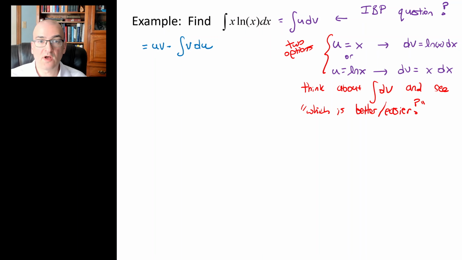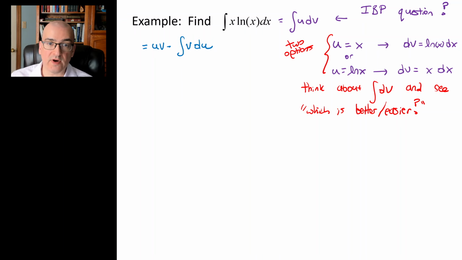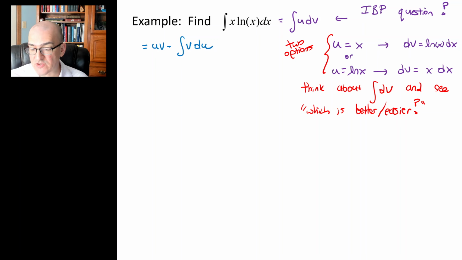If we want to integrate ln of x, remember that's not taking the derivative of ln of x. The answer is not 1 over x. We're asking, what do you take the derivative of to get ln of x? We don't know how to do that. That's one of the unknown integrals for us right now. But we can integrate x. The antiderivative of x is just 1/2 x squared. So I would say on that basis, we should use the second option.